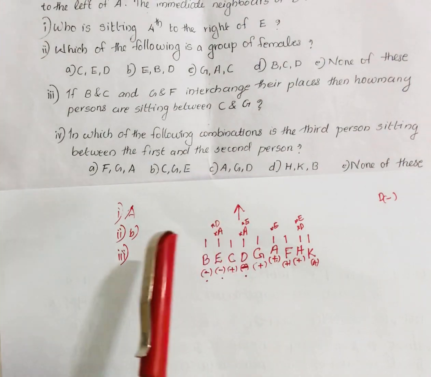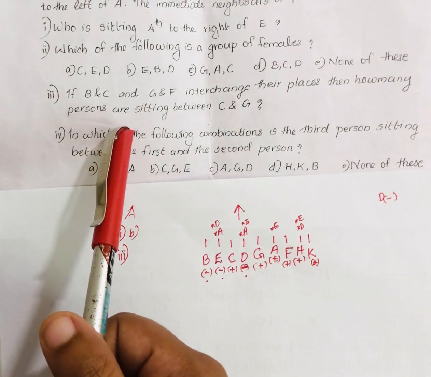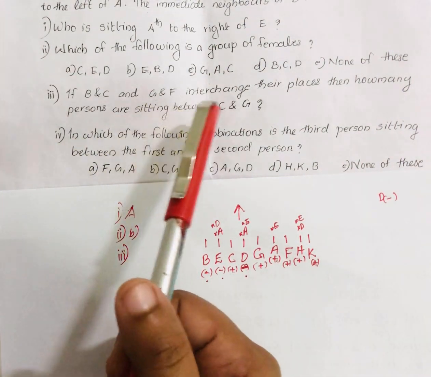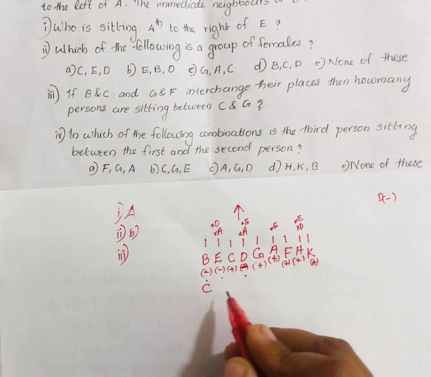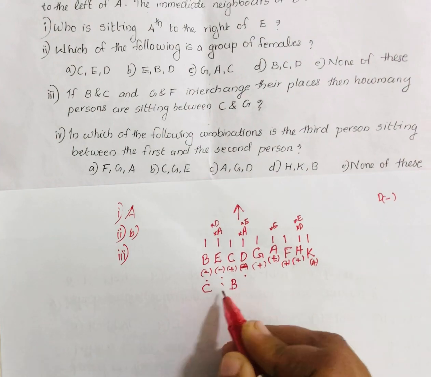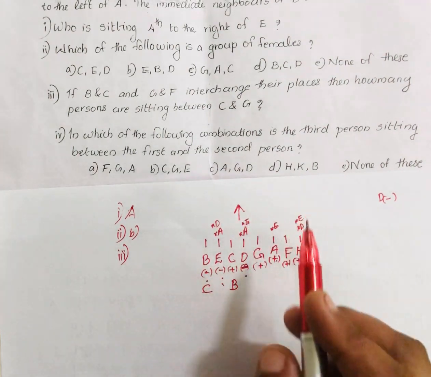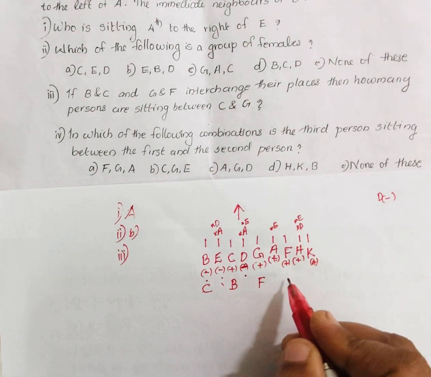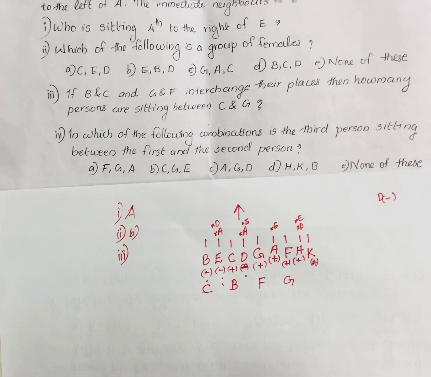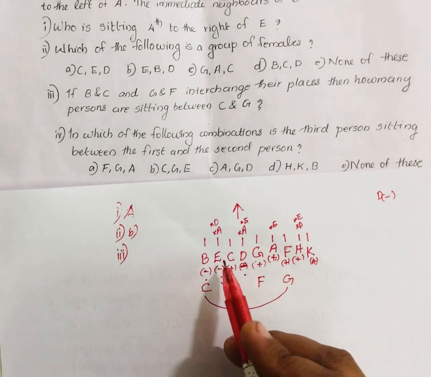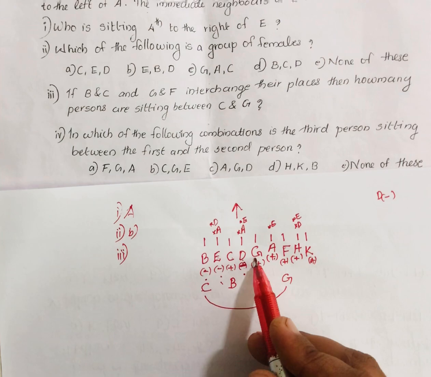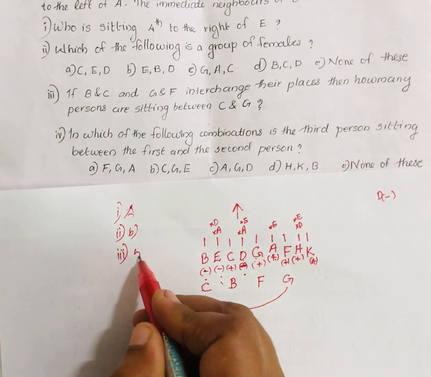Third question, if B and C and G and F interchange their position, B and C interchanging, so this becomes C and this becomes B, and G and F are interchanging, so this is F and this is G. Then how many persons are sitting between C and G? 1, 2, 3, 4, 5 people. So 5 is the answer.